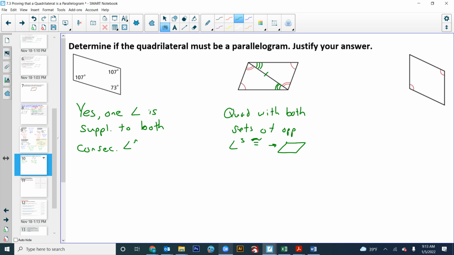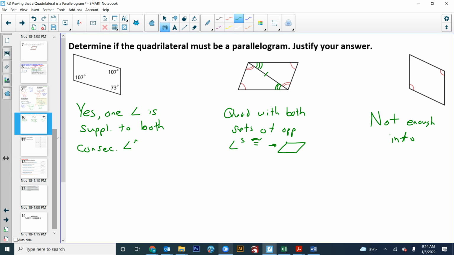Last one. Parallelogram or not? No, not enough information. But it says that a pair of opposite angles are congruent. I thought that was one of them. No, it says both pairs of opposite angles congruent, right?